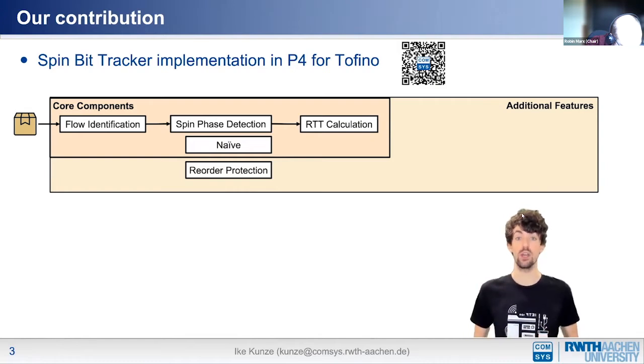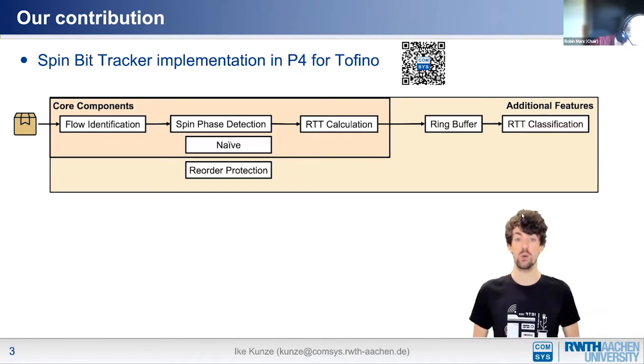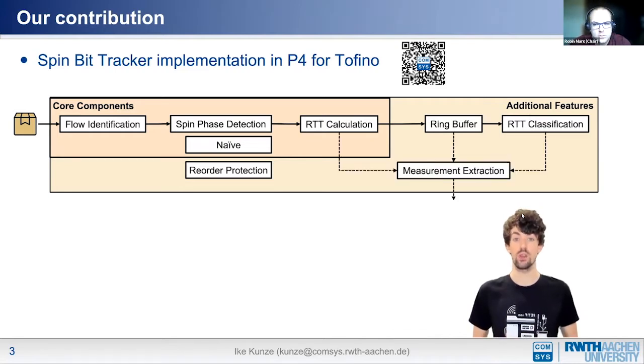We've then also investigated two subsequent post-processing steps. One, a ring buffer, which stores the RTT measurements and basically holds a form of mean RTT, and two, an additional RTT classification step where we can then use the RTT as well as the ring buffer information to classify how stable the measured RTTs are. Finally, we've then also investigated different ways to extract the measurements from the data plane.